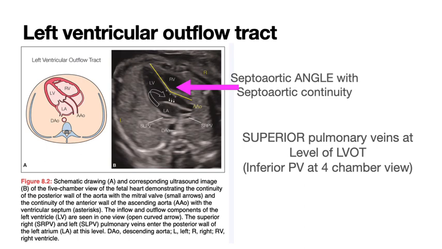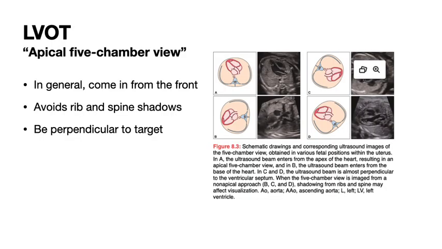Now, at this level, you can see the superior pulmonary veins coming into the left atrium. When you were down at the 4-chamber view, you saw the inferior left and right. You move up slightly to the 5-chamber view or LVOT view, and you can see the superior pulmonary veins. Now, this 5-chamber view that they're looking for, probably in general terms, you can tell that it's best to just come in from the front of the baby. That way you don't get the rib and spine shadows.